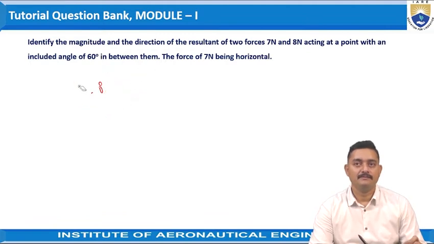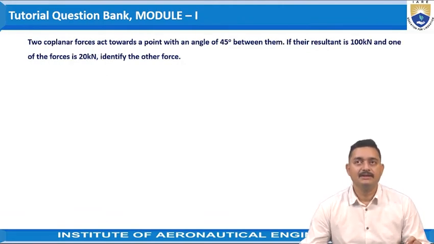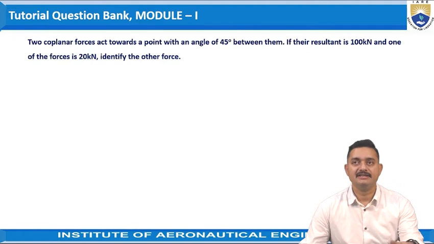Now let us go to the next problem. Two coplanar forces act towards a point with an angle of 45 degrees between them. Here there are two coplanar forces, which means the forces are acting in a single plane, and the angle between these two forces is 45 degrees. If their resultant is 100 kilonewton and one of the forces is 20 kilonewton, identify the other force.